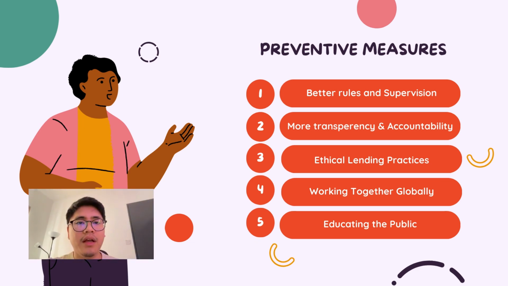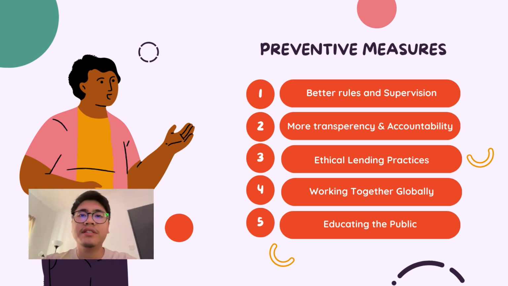And then protecting consumers. Strong laws should protect consumers from predatory lending practices. Regulatory bodies should monitor and address any violations to ensure borrowers understand the terms and the risks of their loans.